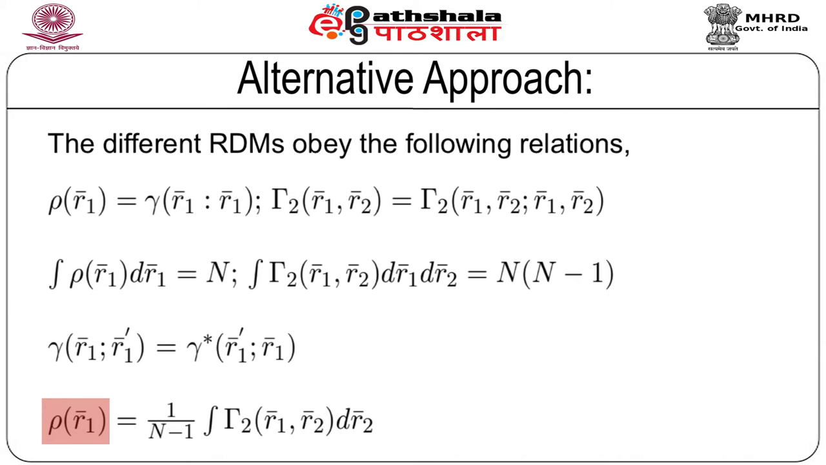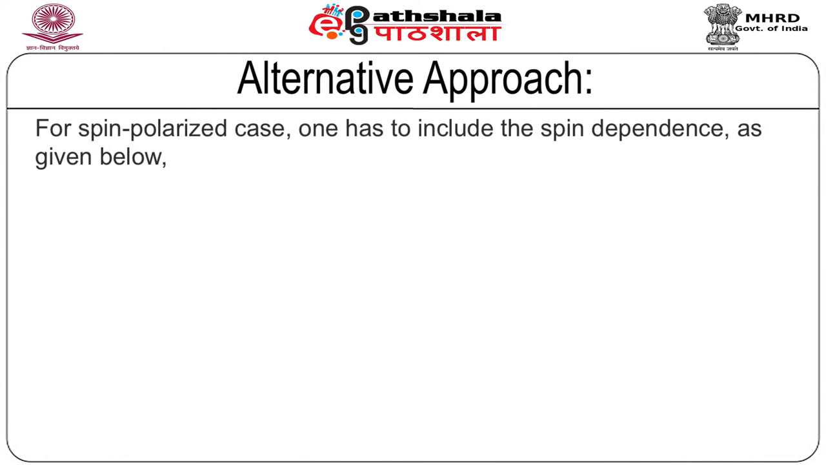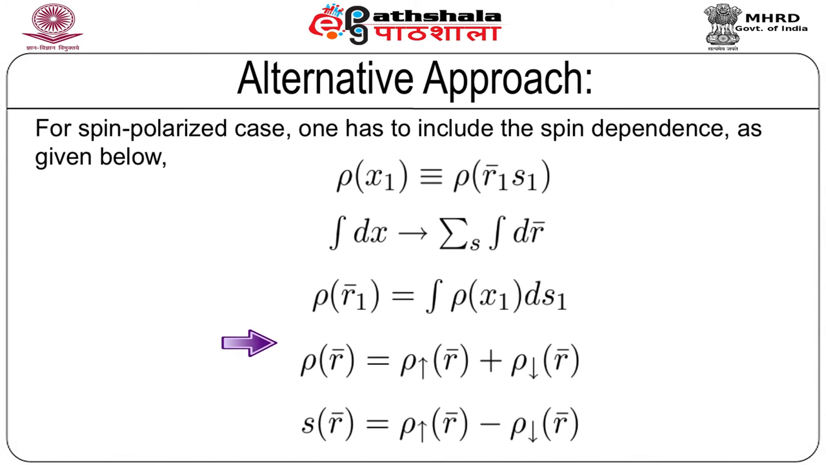Similarly, rho r1, one can show very easily, is equal to 1 over n minus 1 integral capital gamma 2, which depends on the coordinates r1 and r2, integrated over dr2. For the spin polarized case, one has to include the spin dependence, as is given here. For example, one has rho of x1, which is basically including both space and spin part, is rho of r1 s1, where s denotes the spin component and r denotes the space component. So the integral over dx is nothing but a summation over spin and integration over space.